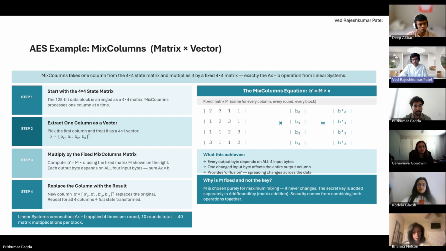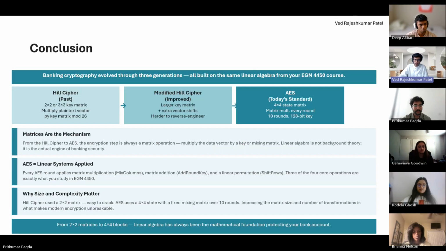Moving on to our conclusion. To wrap up, banks started with simple matrix encryption like the Hill cipher, then modified it by adding more complexity. And today, AES uses a 4 by 4 matrix across 10 rounds. Every generation uses the same core idea: matrices. Linear algebra is the ultimate maths behind modern banking security.